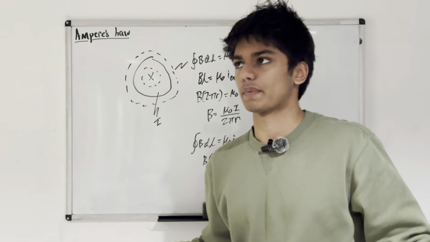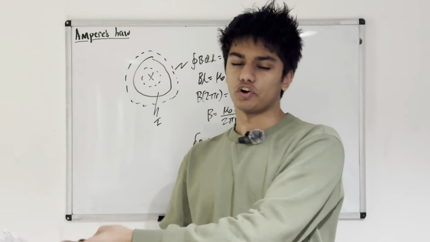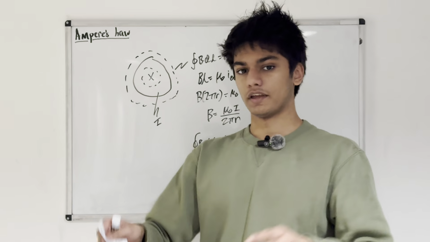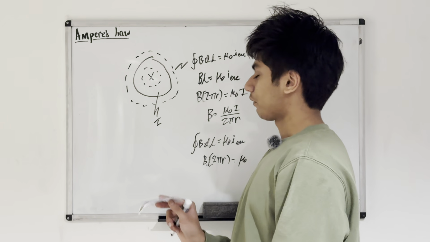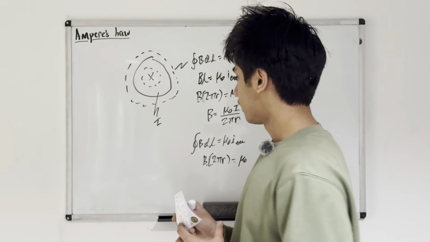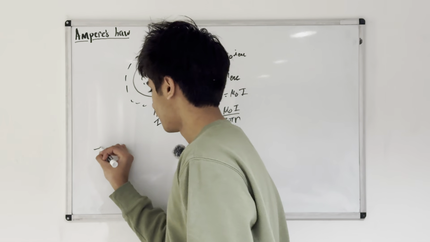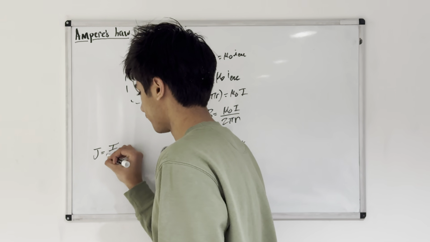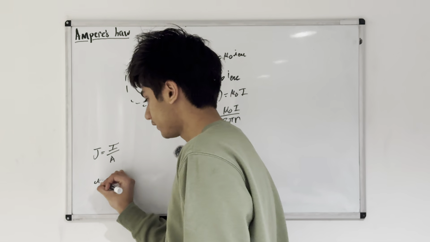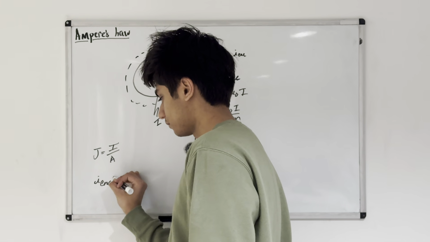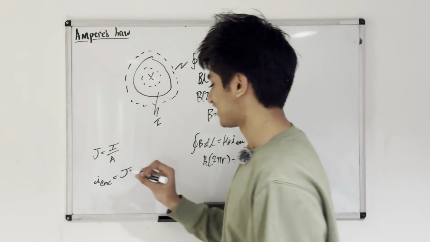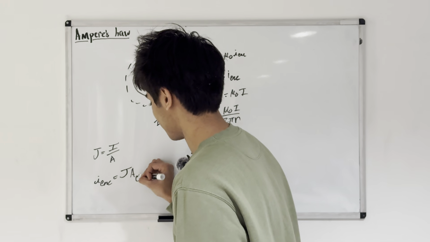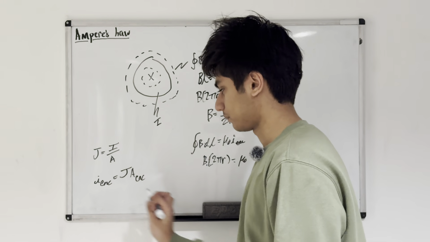And so the way we would solve this back in Gauss's law is by using either volumetric charge density or surface charge density, or charge. In this case, though, we're going to use something called current density. And you should know this, right? Current density is equal to the current per area. And so our current enclosed is going to be equal to our current density times our area enclosed. Okay, so that's the formula we're going to use.